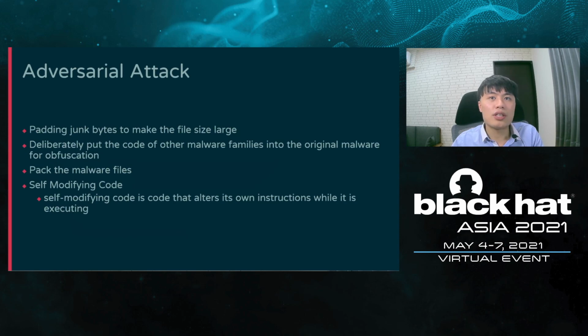Machine learning models are inevitably vulnerable to adversarial attacks. So we also considered some possible attack methods against this framework. First, an actor may pad in much random junk bytes to make the file size very large. This way may affect the resolution of the image, so that our framework can't recognize the real malicious part. The second way is to deliberately put the code of other malware families into the original malware for obfuscation, and then our framework may make a misjudgment.